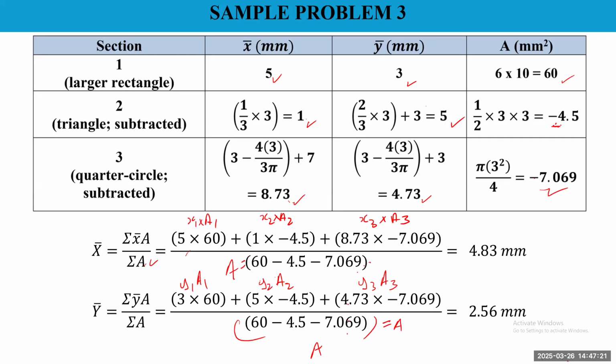They are the same figures. So you just call them Y1. So you find X1 and Y1 at the same time. You find X2 and Y2 at the same time. You find X3 and Y3 at the same time. And you keep multiplying them by the respective area. And you just simply add them. So this is the rule.